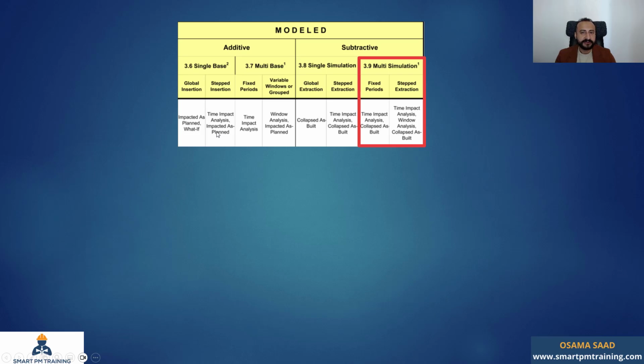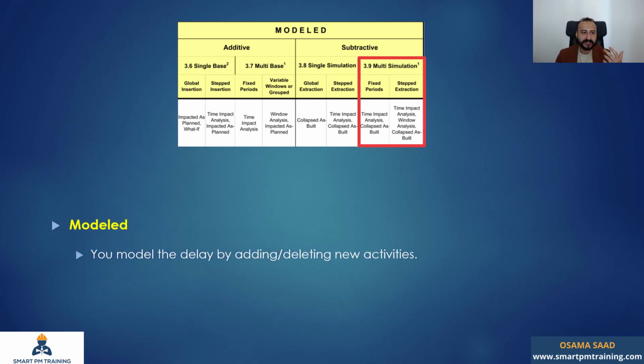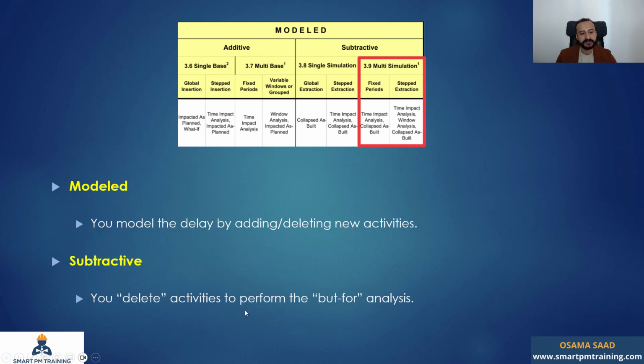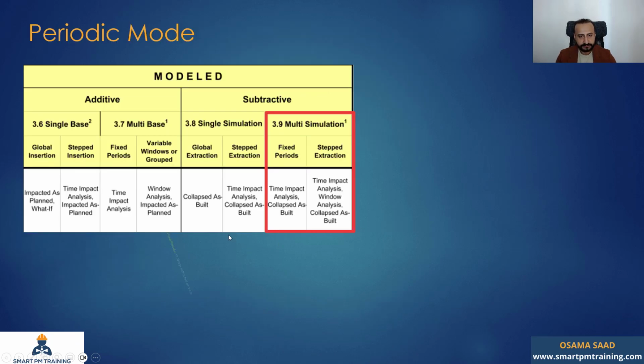So that's the only difference between the 3.9 and the 3.8. We're going to have the same schedule, but I'm going to do that on stages. And when I talk about removing the delays, it's really up to you, and this is a part of the periodic mode, which we will talk about in the next slide. You model the delay by adding and deleting new activities, and it is also subtractive because you delete activities to perform the but-for analysis.